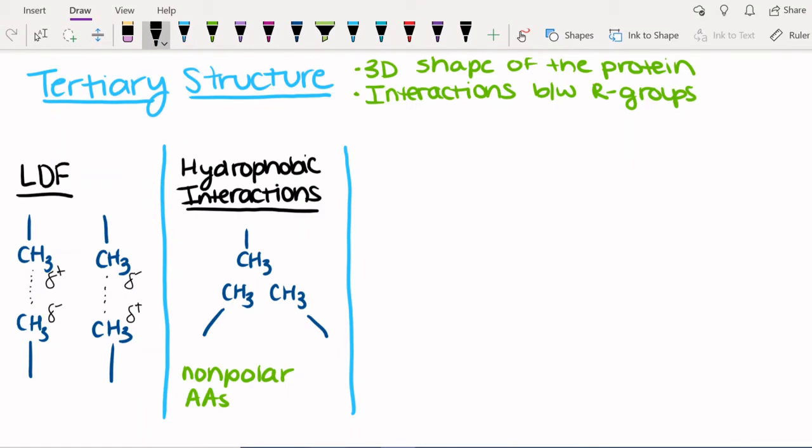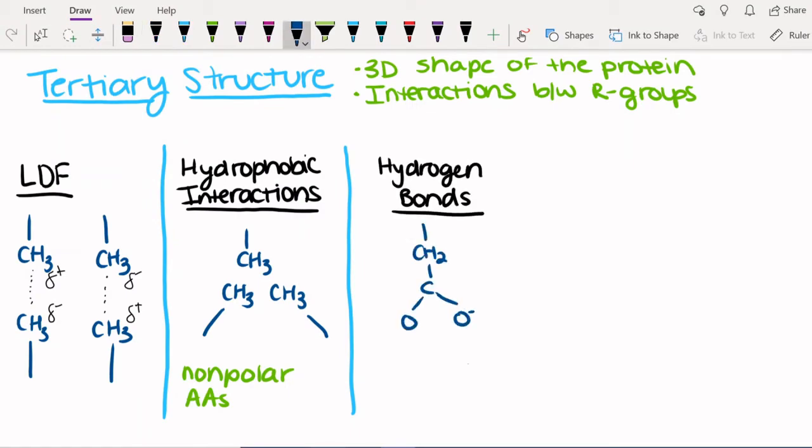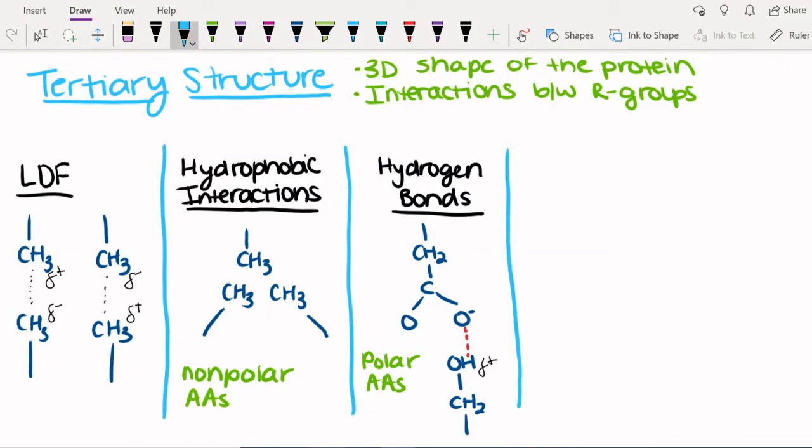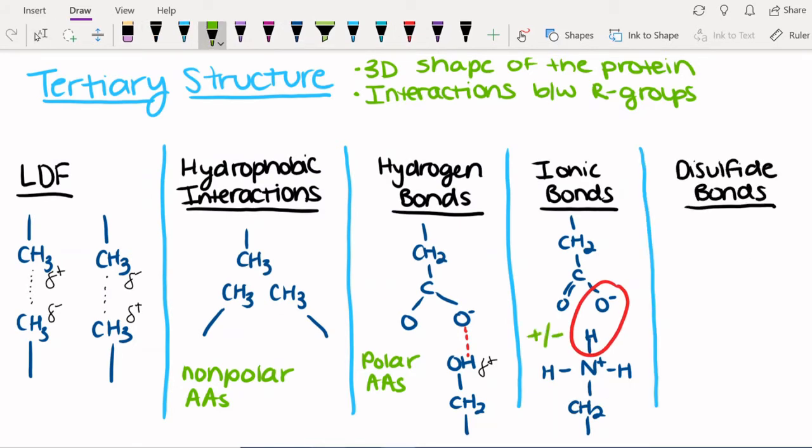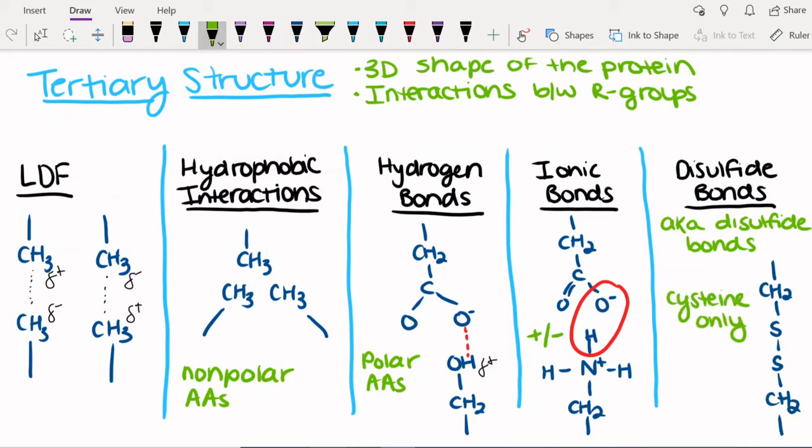Next, there are hydrogen bonds, which occur between polar R groups. Hydrogen bonds occur between the partially positive and partially negative regions of polar R groups. Ionic bonds occur between a positive R group and a negative R group. They're also called salt bridges. Finally, there are disulfide bonds. These are covalent bonds, and they only form between two cysteine amino acids.